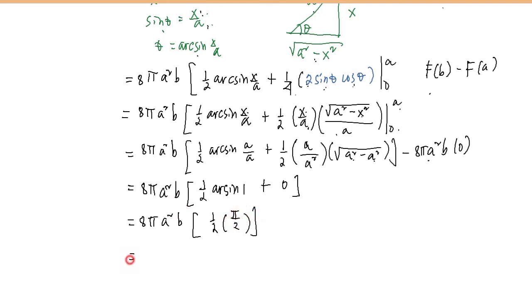So simplifying this, we have 2 times 2 is 4, so 8 divided by 4 is 2. We have pi multiplied by pi is pi squared, a squared here times b, and this is our answer.